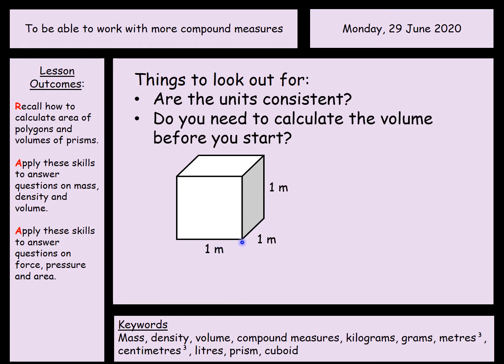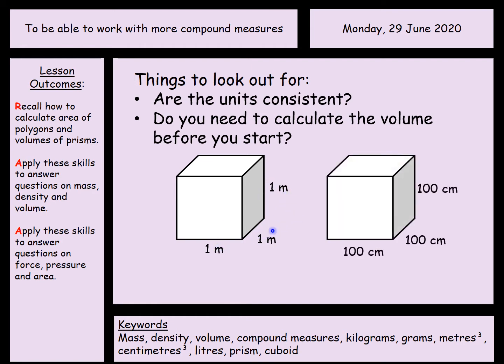And one final thing to make sure that we're happy with is if you've got 1 meter cubed, so a meter by a meter by a meter, and we're turning it into centimeters cubed, remember 1 meter is the same as 100 centimeters. But that doesn't mean that 1 meter cubed is going to be 100 centimeters cubed. It isn't. It's going to be 100 times 100 times 100. So 1 meter cubed is 1,000,000 centimeters cubed.